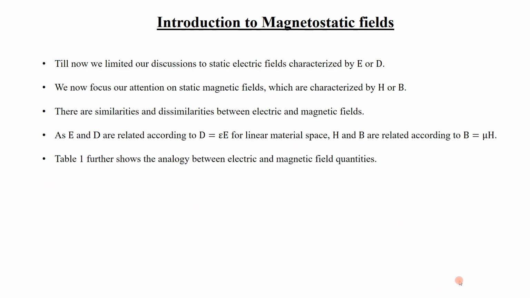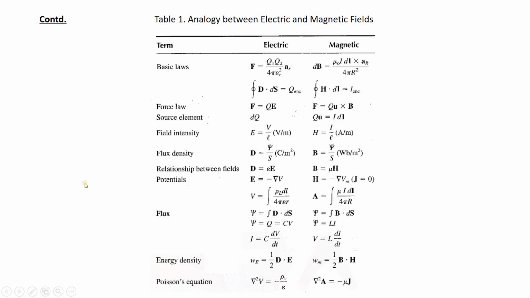So here also the same thing has been explained. Till now we have discussed E and D. Now similar to D and E, we also have B and H. This is a table which shows the comparison of the relationships between the electric field and magnetic field, or you can say the analogy between them. What is analogy? Analogy means where we have similar kinds of relationships or characteristics of one particular area or element with respect to another, so we can draw an analogy with it.